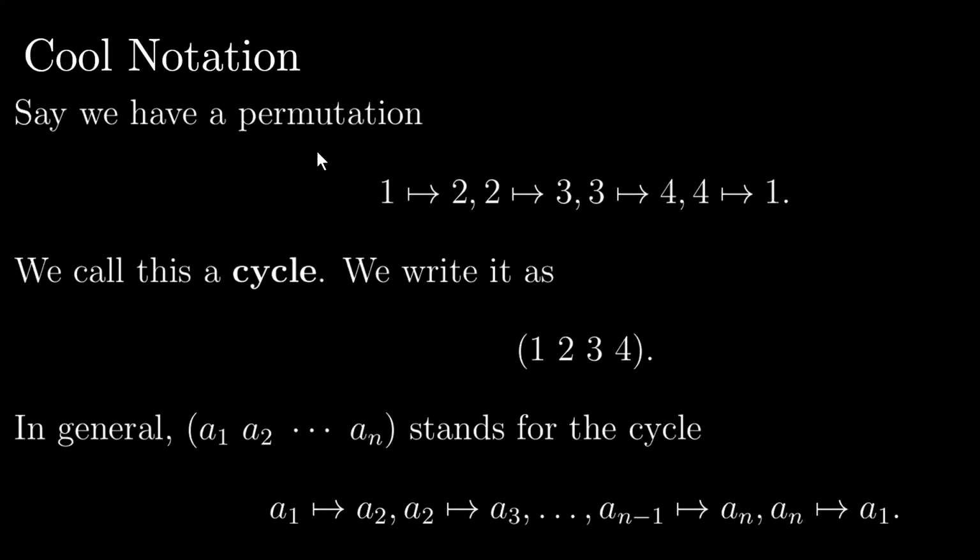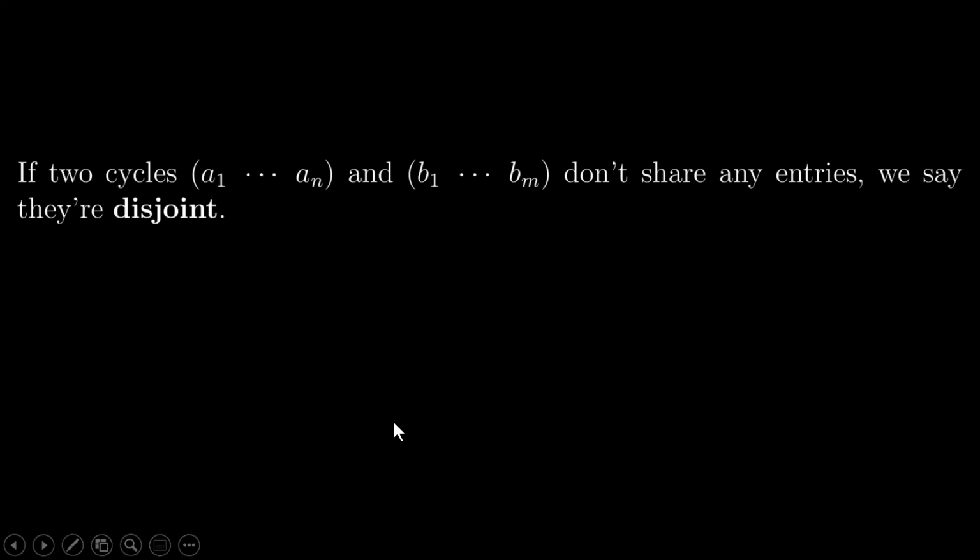In general, if we have the cycle A1 to A2 to AN, and then back to A1, it just means A1 maps to A2, A2 maps to A3, and so on, all the way to AN minus 1 maps to AN, and then AN maps back to A1. Two cycles, A1 through AN and B1 through BM, that don't share any entries, we say they're disjoint.